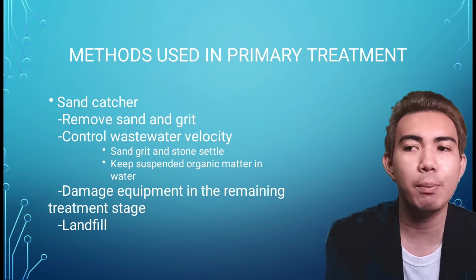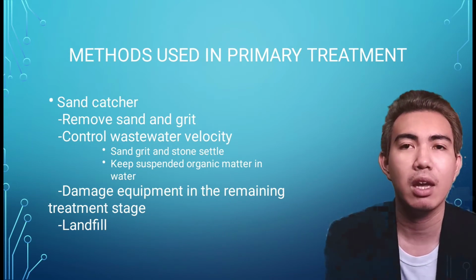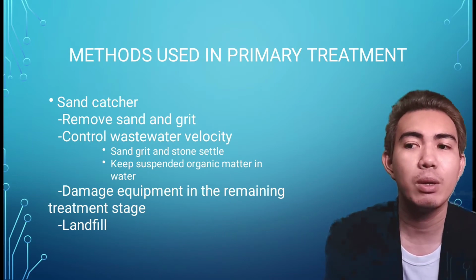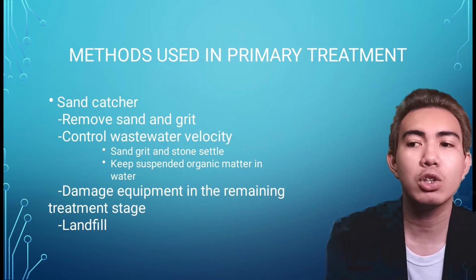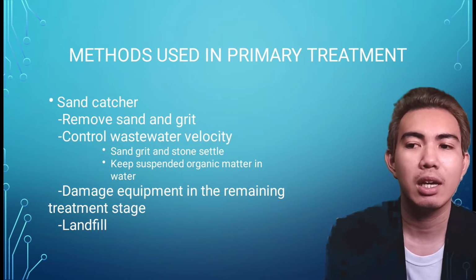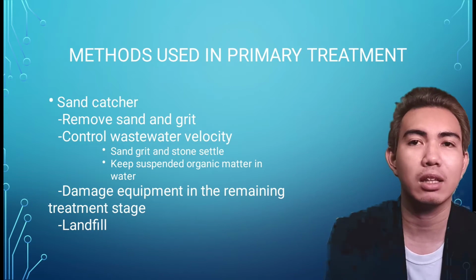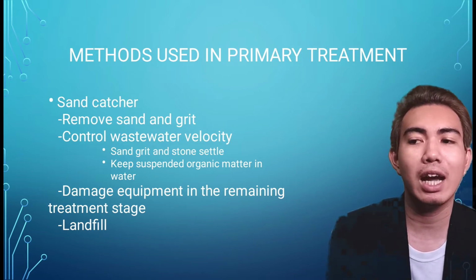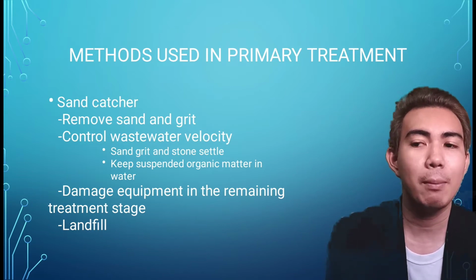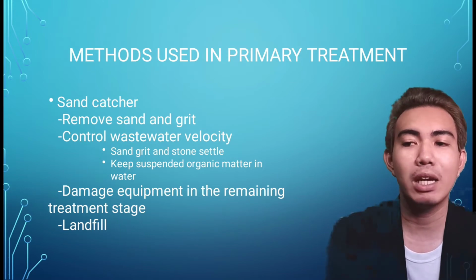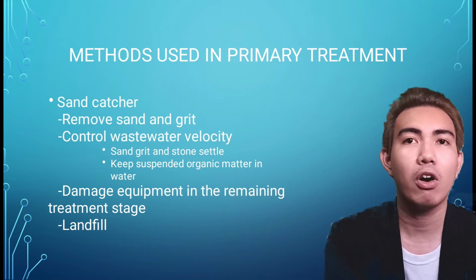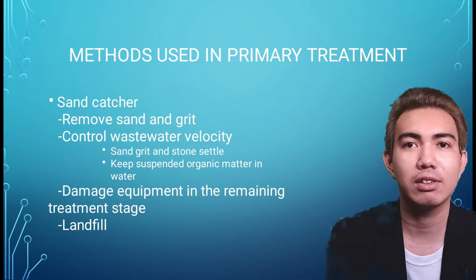So we have here the methods used in primary treatment. We have the sand catcher. Remove sand and grit. Control wastewater velocity. Sand, grit, and stone settle. Keep suspended organic matter in the water. Otherwise they damage equipment in the remaining treatment stages or end up in landfill.